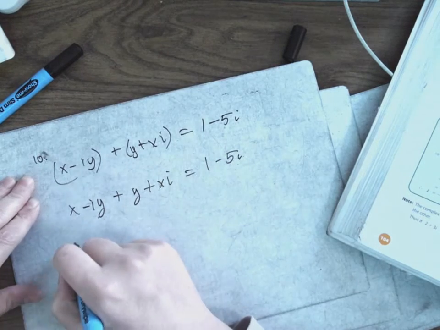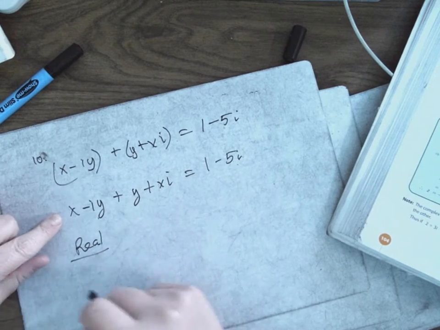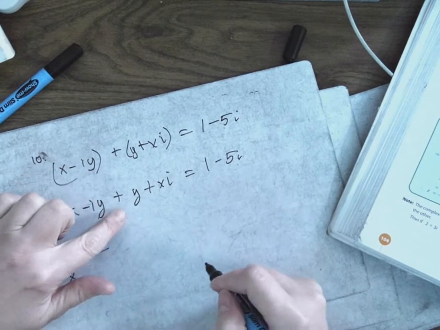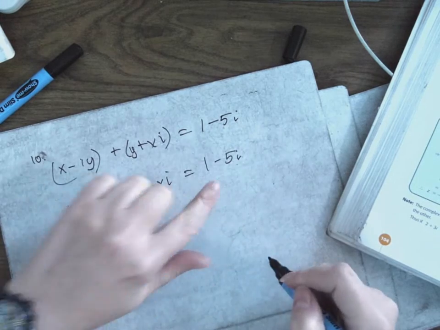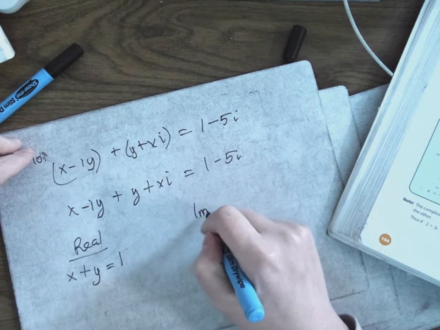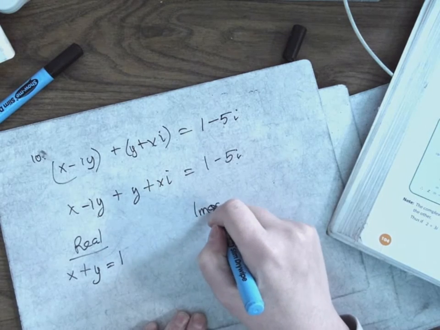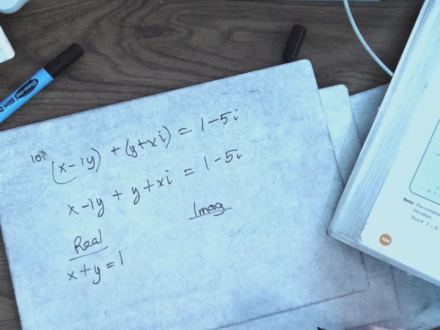So then you pick out the real bits. The real bits have no i. So we have x on its own, then we have a plus y, and equals 1 over this side. That's one equation. Can't go any further with that because there's two unknowns in there. If I don't know x and I don't know y, you need two equations.